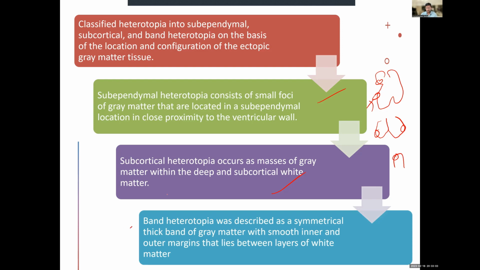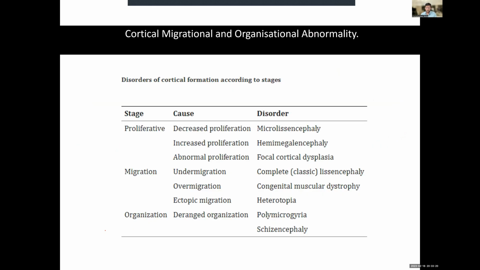And also we have kept a band heterotopia video, so listen carefully. This is classical band heterotopia, where the arrest happens symmetrically and you will see a beautiful band-like heterotopia. So finally, to conclude, in the proliferative phase, when there is decreased proliferation, you get microlissencephaly. When there is increased proliferation, you get hemimegalencephaly.